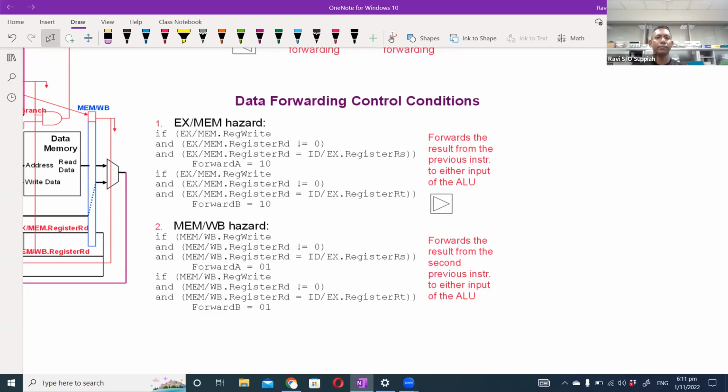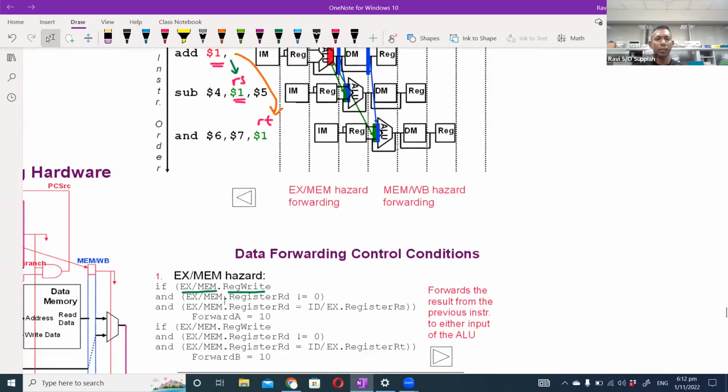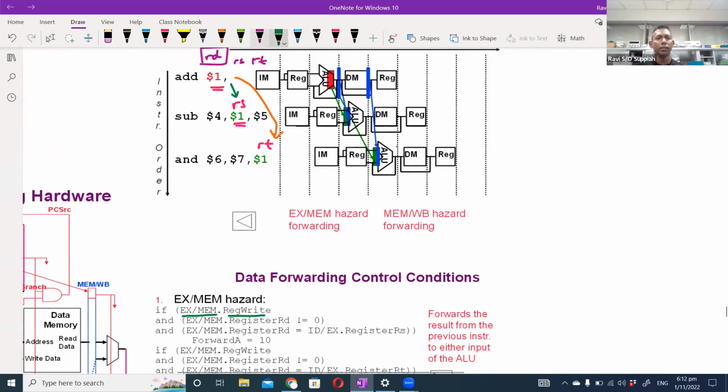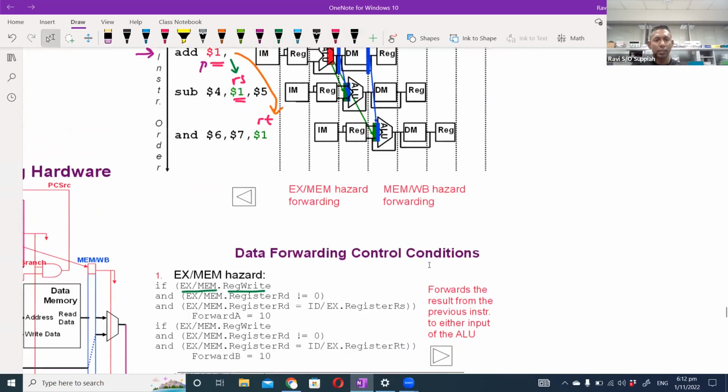We can see that if my current EX memory instruction, that means my current instruction, which is in the EX memory stage, is performing a register write, that means I'm doing this. Correct. My current instruction is updating a register.